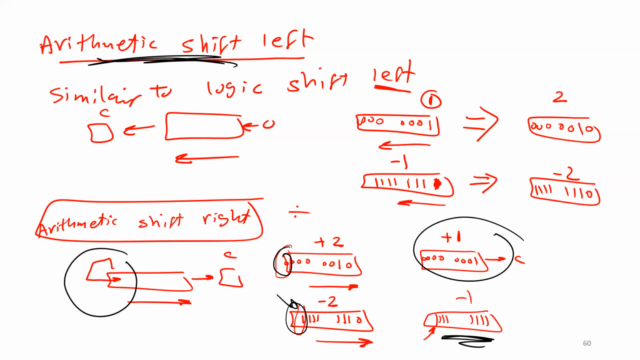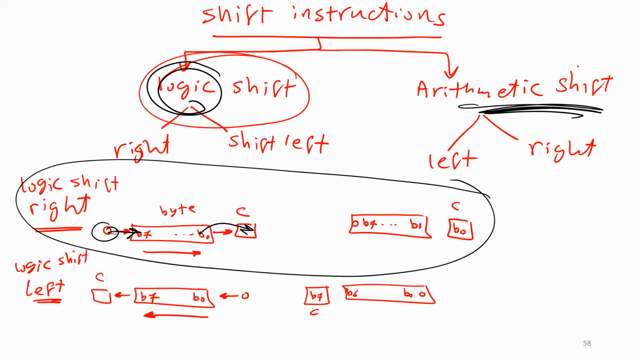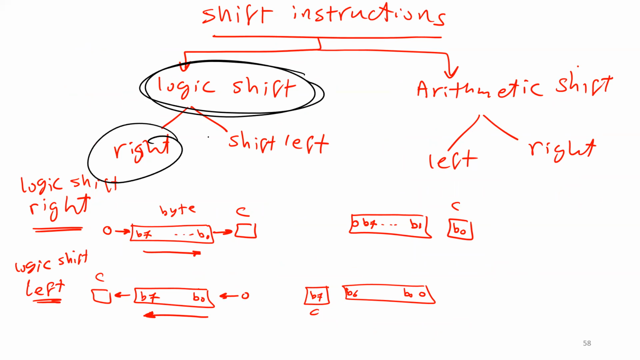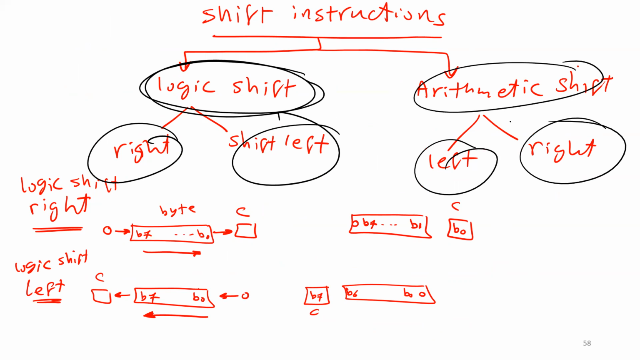Is that okay, guys? So, conclusion. Do you still have a question? Okay. So let me tell you the final conclusion. What I'm going to teach now is 4 types of instruction. I'm going to teach the logic shift instruction for right and for left. Also, I'm going to teach the arithmetic shift instruction, also for left and for right.